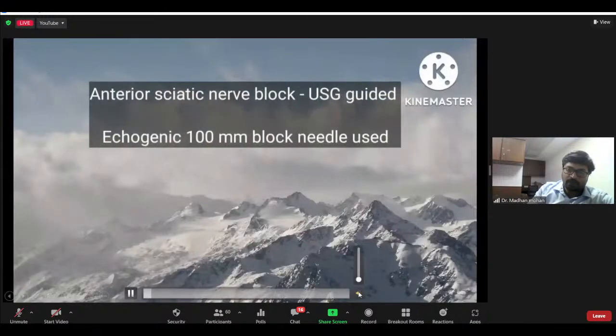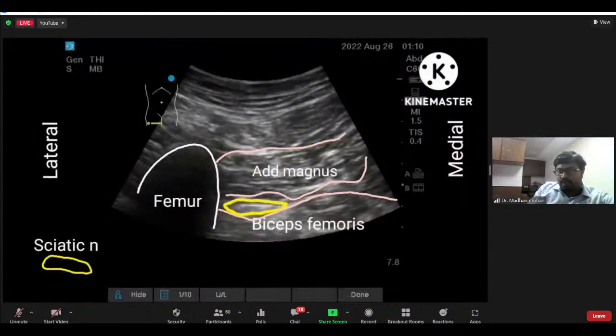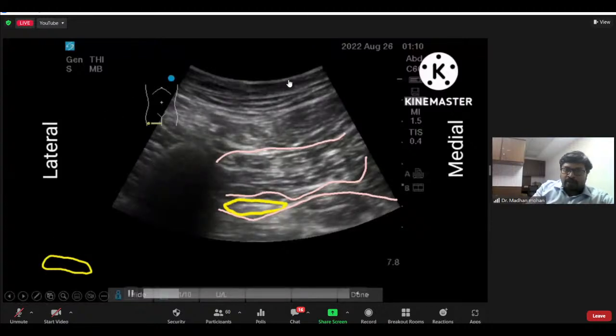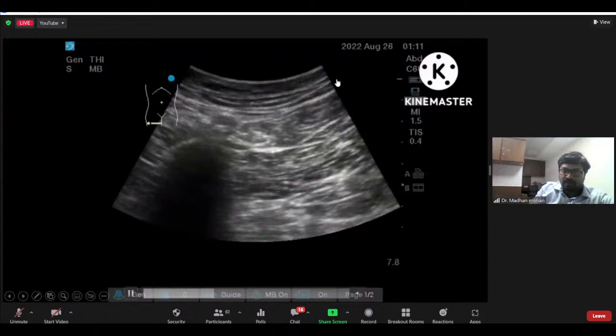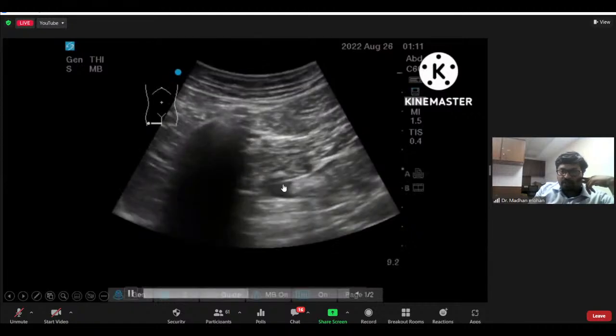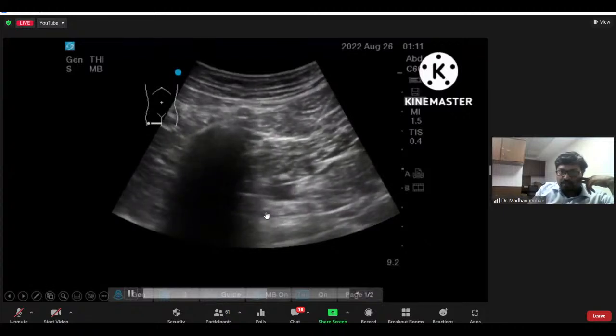So I'll show a video of doing anterior sciatic nerve block. So here the patient is supine and thigh is externally rotated. After scanning, you get the femur here. This is the adductors, mainly the adductor magnus lying superficial, and you see the sciatic nerve here, and this will be the biceps femoris, which is the hamstring muscle, and we are coming medial to lateral. So this is the needle entry. You can see the needle very nicely.